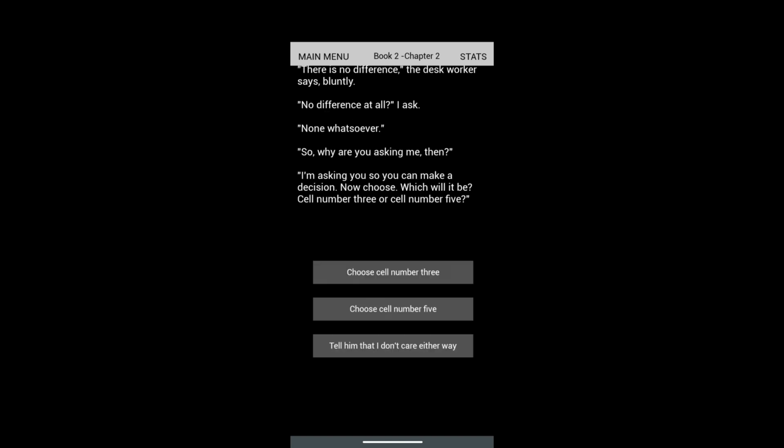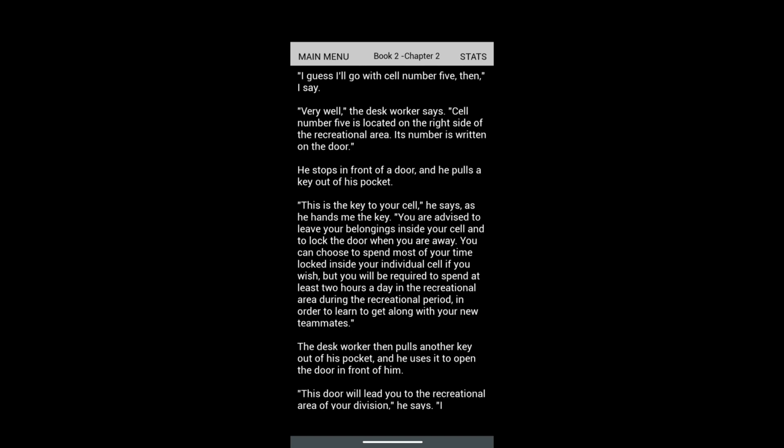All right. So this is the point where we were asked which cell we want to go to. I'm sure I chose like tell him I don't care either way, and he just puts us in a cell. It says choose cell 5. I don't remember what happens in this area exactly. I do remember if I choose the specific cell that some good stuff will happen. I don't remember exactly, but sure, maybe I just lucked out last time and I got the good stuff by accident because it's like RNG or something. But choose cell 5, it says. So cell 5 I will choose. I guess I'll go with cell number 5 then.